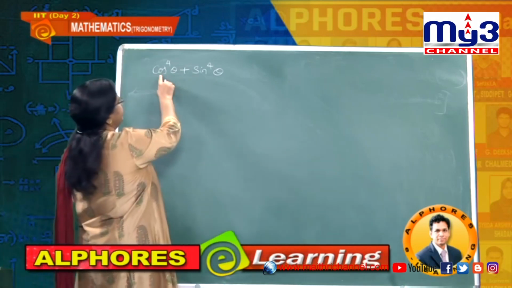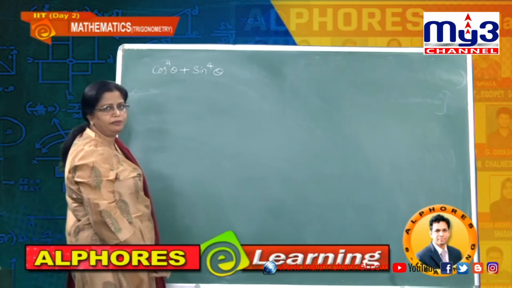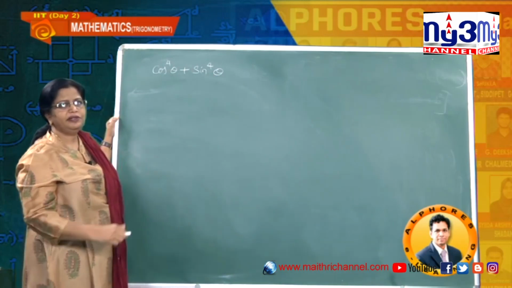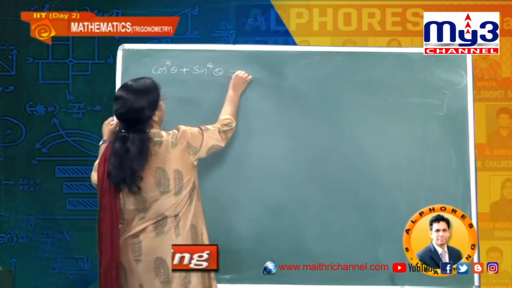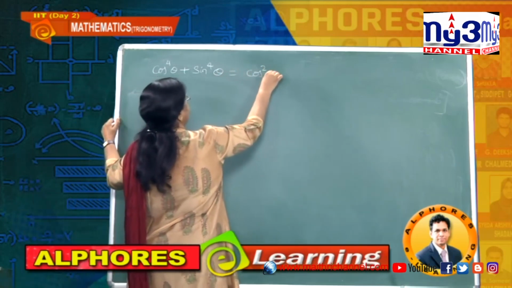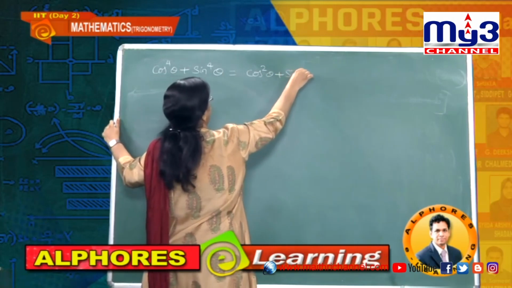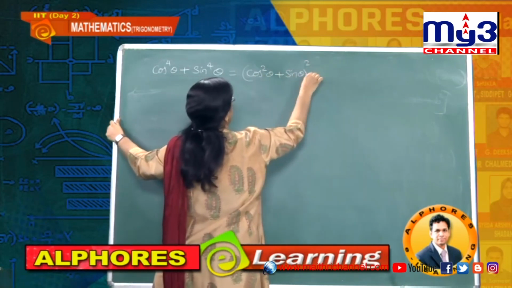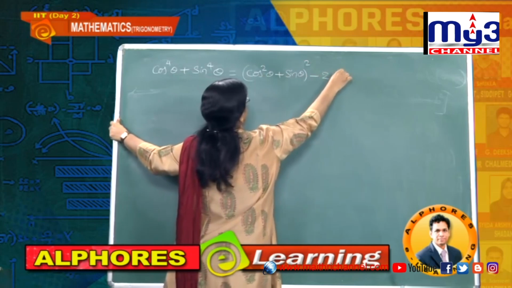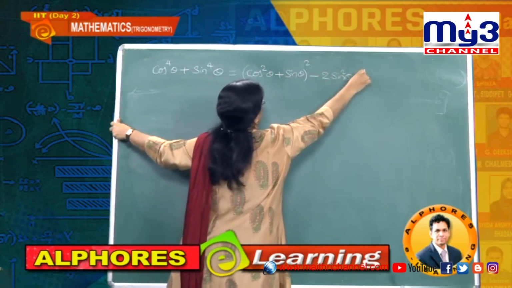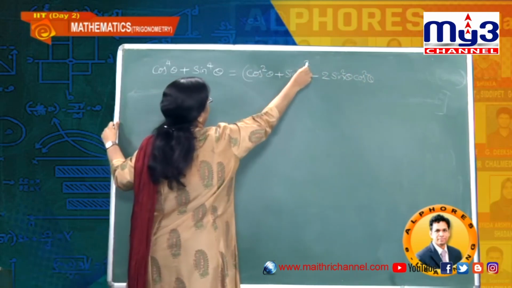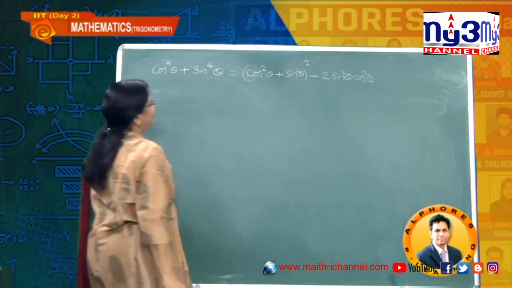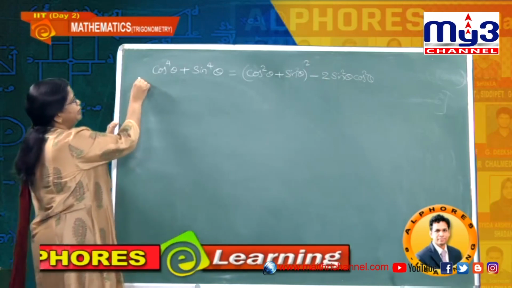Now, this is cos power 4 plus sin power 4. We know cos square theta plus sin square theta is 1. So I can write this value as (cos square theta plus sin square theta) whole square minus 2 times sin square theta into cos square theta. So this one is (a square plus b square) whole square minus 2ab. So we applied which formula, students?